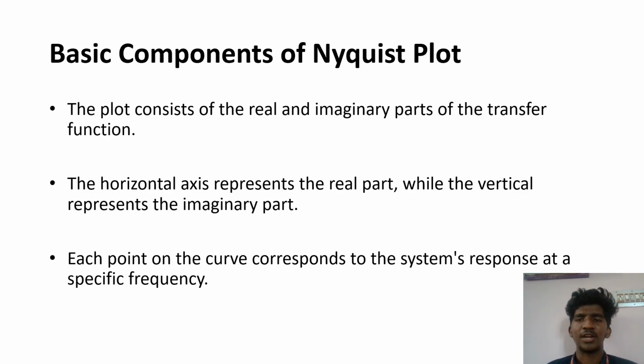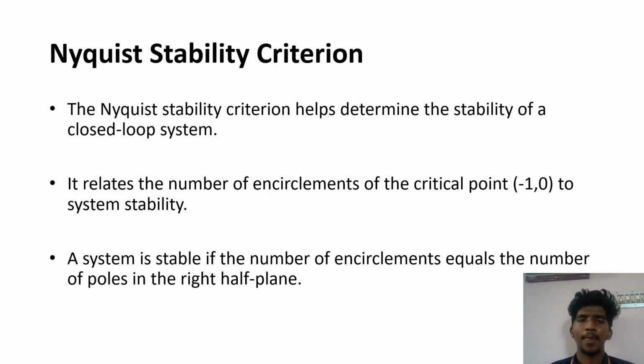Basic components of the Nyquist plot. The plot consists of the real and imaginary parts of the transfer function. Its horizontal axis represents the real part, while the vertical axis represents the imaginary part. Each point on the curve corresponds to the system response at a specific frequency.